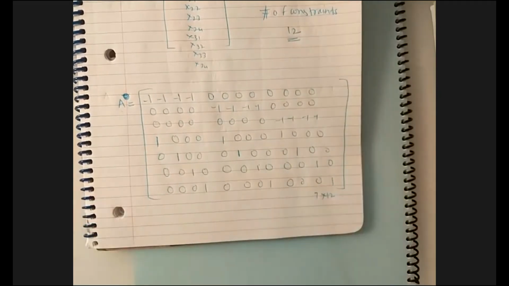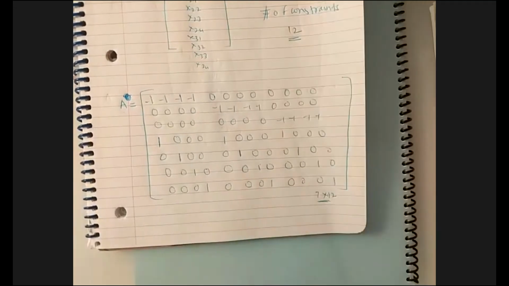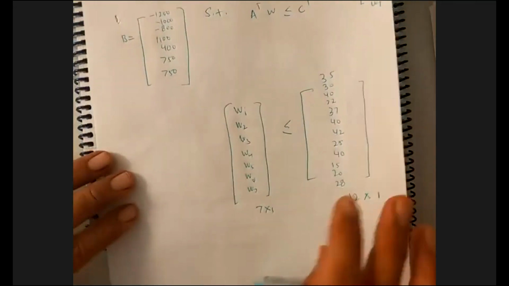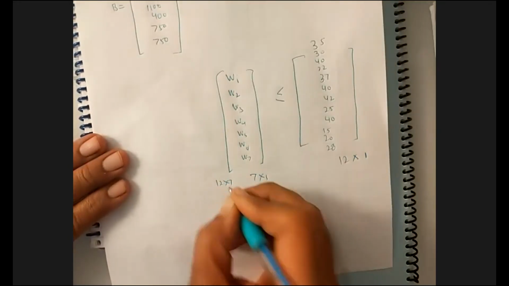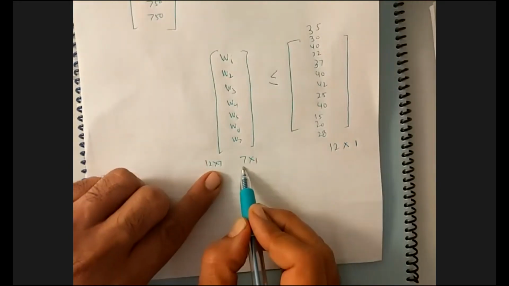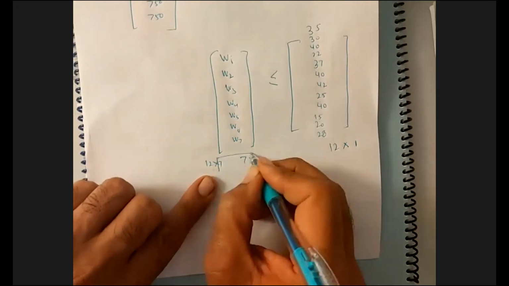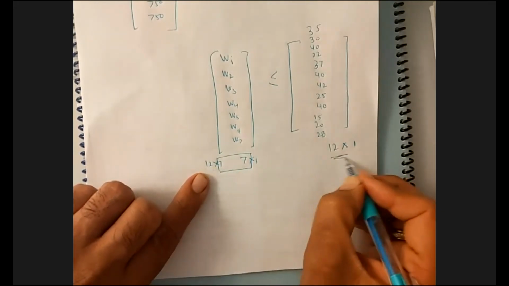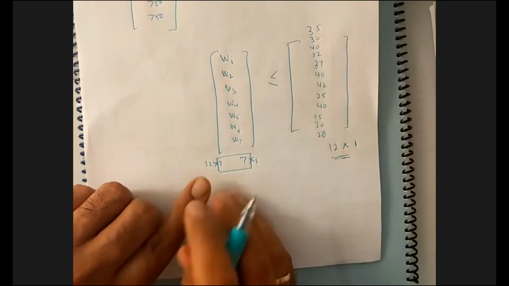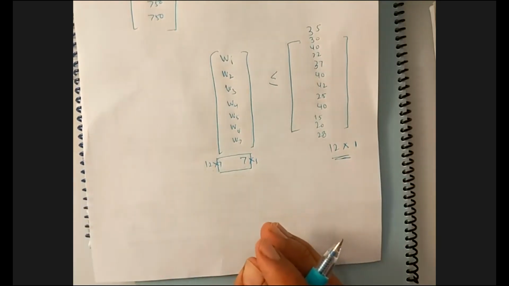The A matrix used to be 7 cross 12. When I transpose it, it becomes 12 cross 7, and I can multiply that 12 cross 7 matrix with the 7 cross 1 matrix. So these sort of cancel out, you can think of it, and I end up with a 12 cross 1 matrix, or a set of equations.